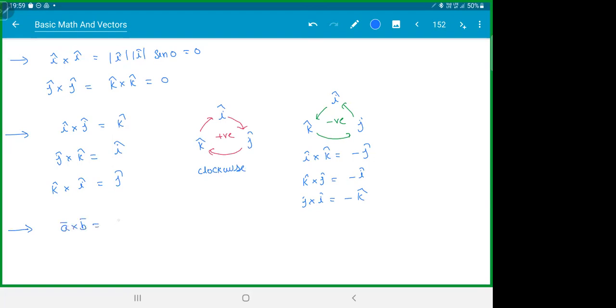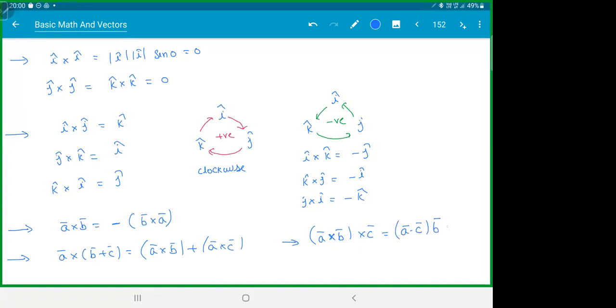So A cross B is given by minus of B cross A. Not like dot product. They're not equal. A cross (B plus C) is given by A cross B plus A cross C. This will open up. If you have A cross (B cross C), double cross product, this is given by (A bar dot C bar) times B bar minus (B bar dot C bar) times A bar.